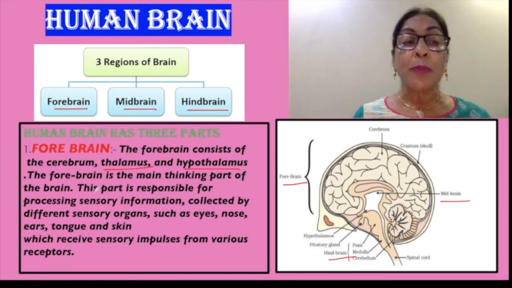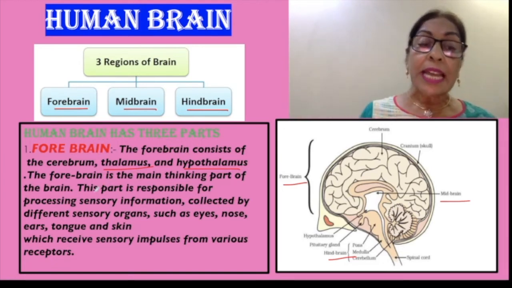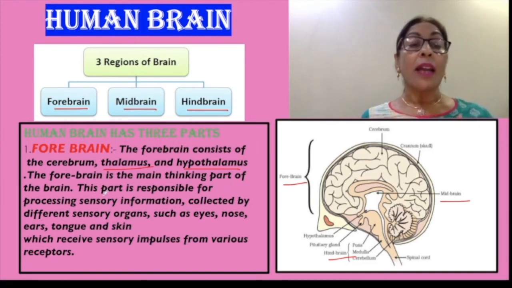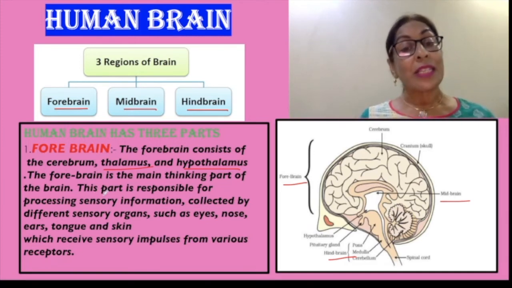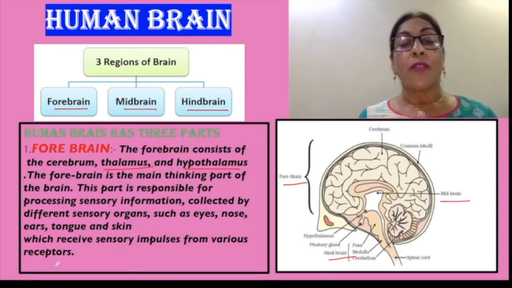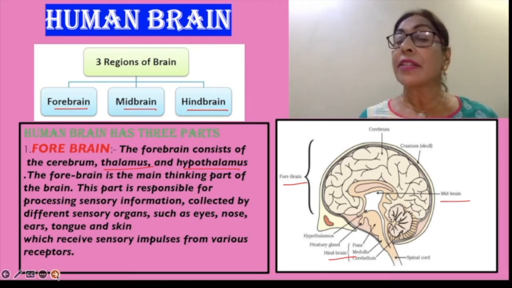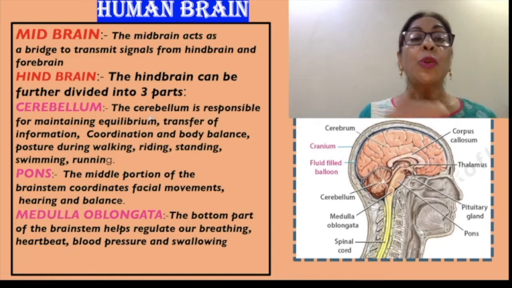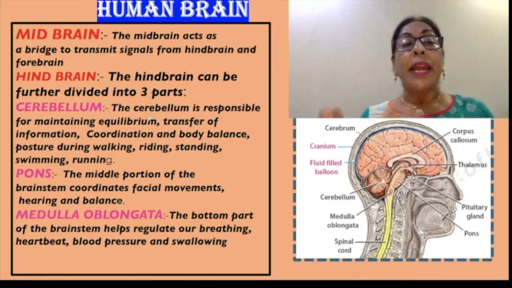This part is responsible for processing sensory information, and this sensory information is collected from the sensory organs like nose, eyes, ear, tongue, and skin, which receive sensory impulses from the various sensory receptors. Midbrain. The midbrain acts as a bridge to transmit signals between the hindbrain and forebrain.